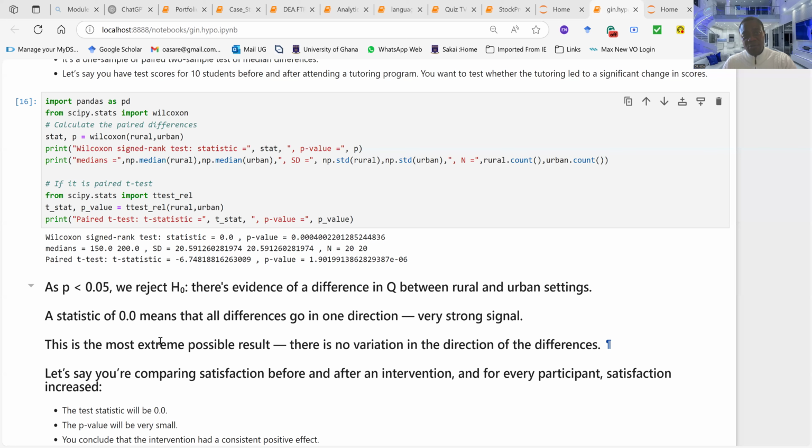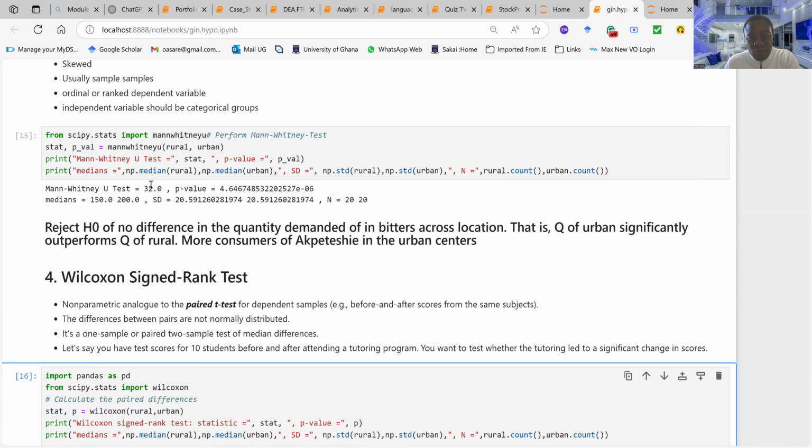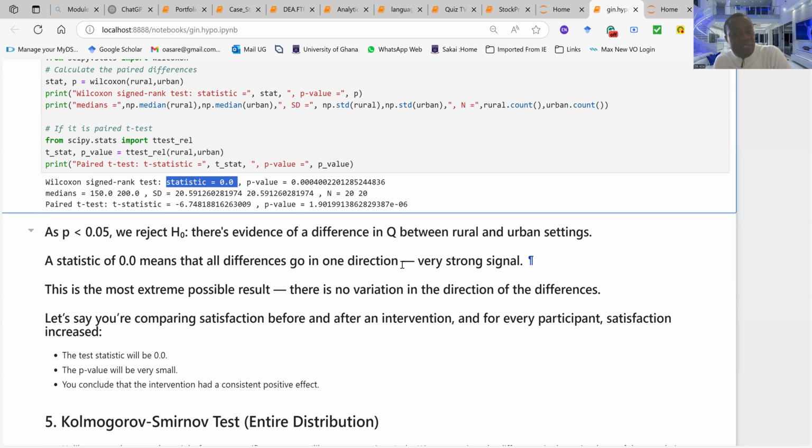Not small, but a lot of akpeteshie. Now, there's something you can see here. The test statistic is 0. What does that mean? In fact, I've asked this in an exam before, so it's important. For this very example, the Wilcoxon signed rank test did not give us an actual value. Look at the Mann-Whitney: it gave us 32, but the Wilcoxon has given us 0. It means that all the differences go in one direction. Very strong signal of differences, the most extreme possible result one can get. So there is no variation in the direction of the differences.